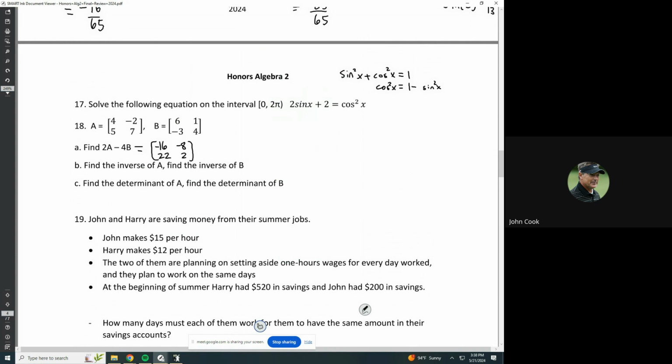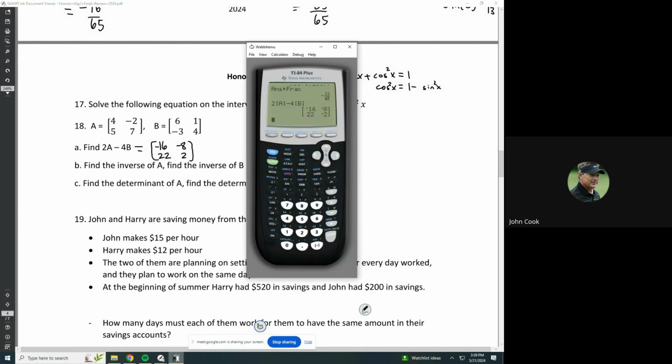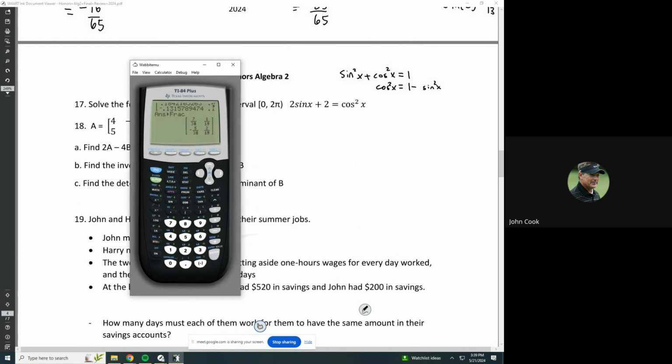There we go. Find the inverse of A and then find the inverse of B. So inverse, yeah, we can do the same thing with our calculators. So matrix A, and then the inverse button, the negative first, enter. And I don't know if you knew this neat trick, but you can change those to fractions if you do math frac. There you go. So there's your inverse of A.